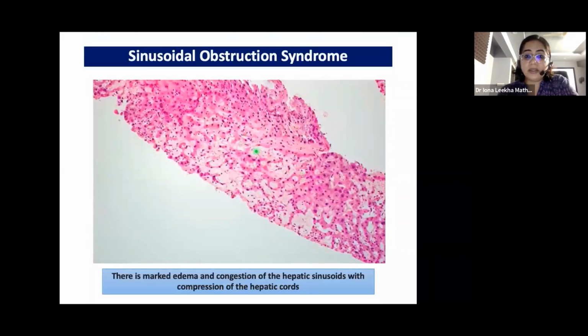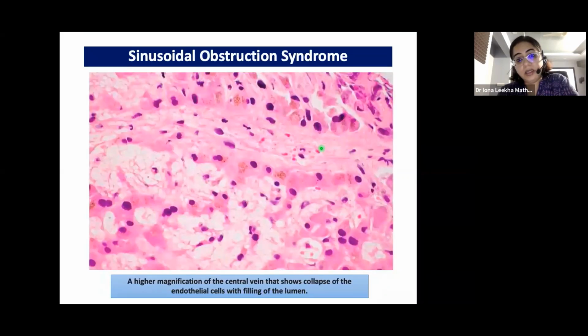This is again showing marked sinusoidal edema and congestion of the hepatic sinusoids with compression of the hepatic cords. And here, this is the central vein. This is the high power view where you can see there's almost a complete collapse of the central vein with endothelial lining appearing to fill the lumen. This is the collapse of the central vein.